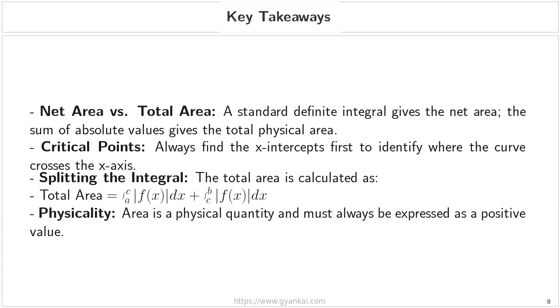To wrap up our lesson today, let's review the key takeaways to ensure you have a solid grasp of this concept. I hope this summary helps solidify these steps in your mind. Keep practicing, and you'll master this in no time.